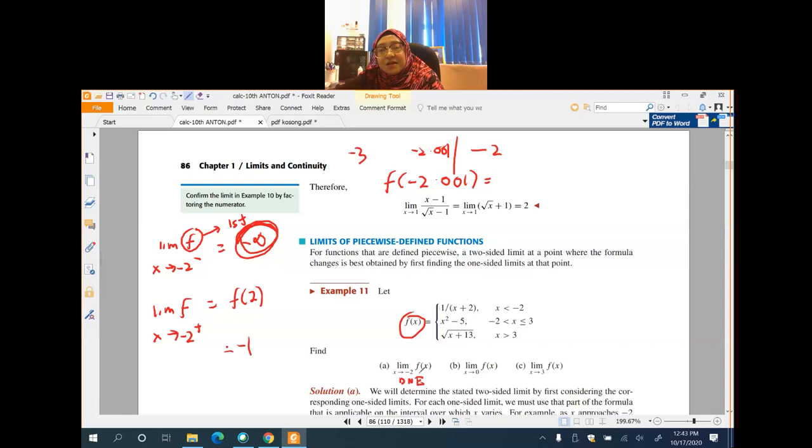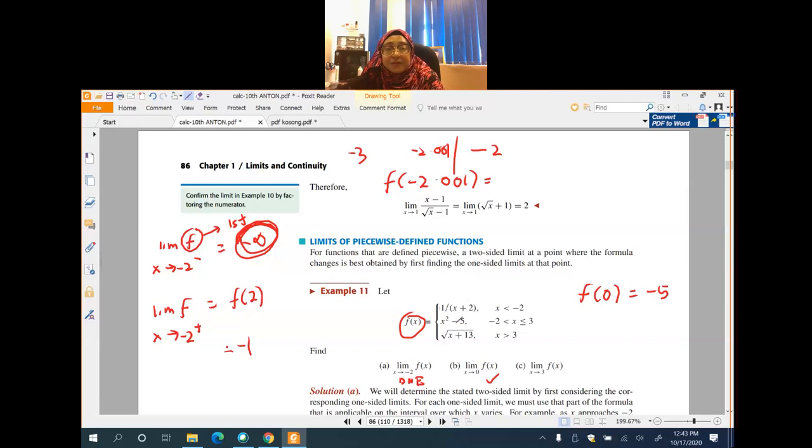What about b? Limit of f as x tends to 0. X tends to 0 is defined for the second interval here. And we know that it is defined by a polynomial. So obviously the limit of f as x tends to 0 is equal to f of 0. If you substitute f of 0 here, it will give you negative 5. So this is the answer, negative 5, because this is a polynomial.